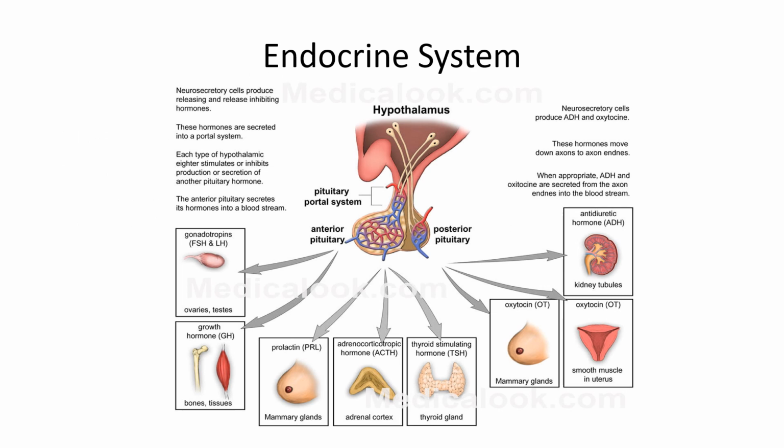Okay, so here's your slide of the endocrine system, and again, this is just a recap of what you've already learned in anatomy and physiology. It's showing you the neurosecretory cells. They produce and release inhibiting hormones and things like that. Again, I am not going to test you on what does the anterior pituitary produce, what does the posterior pituitary produce. I'm not going to do that. So just refamiliarize yourself, and it will help you a great deal, especially in the third term, to very much be familiar with the endocrine system.